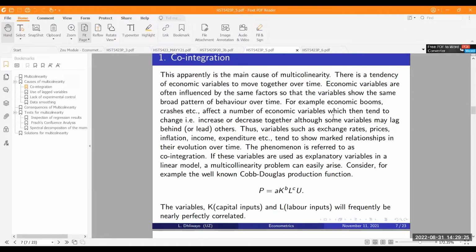Are we together? Okay. We have an example of a Cobb-Douglas equation there, but there is no need to go into detail.